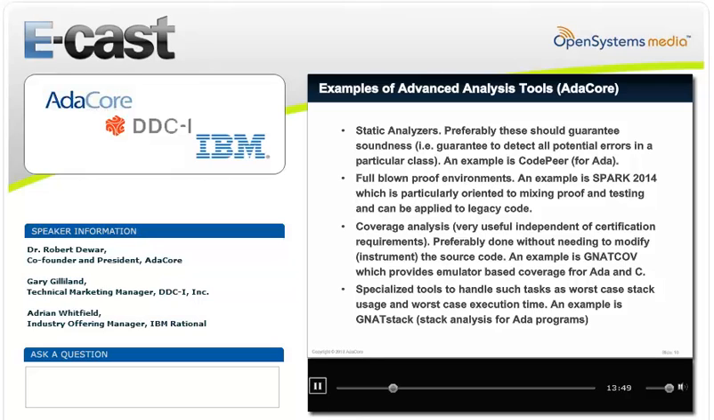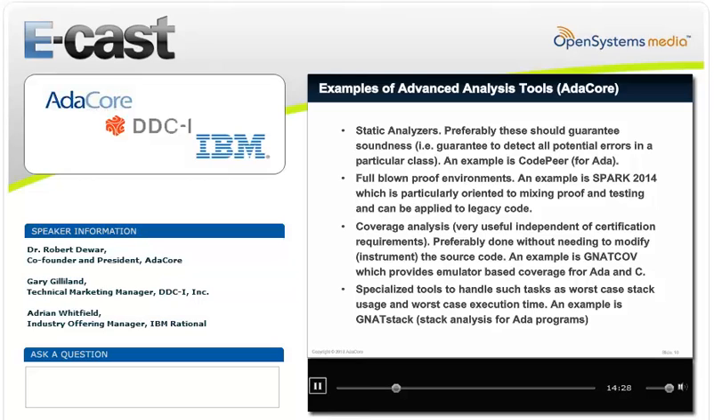Coverage analysis tools, which are very useful, independent of certification requirements. And there are specialized tools to handle such tasks as worst-case stack usage, worst-case execution time. Again, I give an example from our own arsenal, GNATstack, which is a static stack use analyzer for Ada programs. But this is just what comes from AdaCore. As I say, there are many vendors offering interesting tools in that area, and I think really making an effort to find out what's available is an important part of the task ahead.